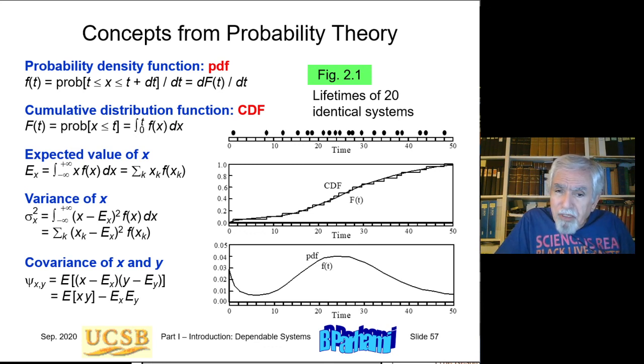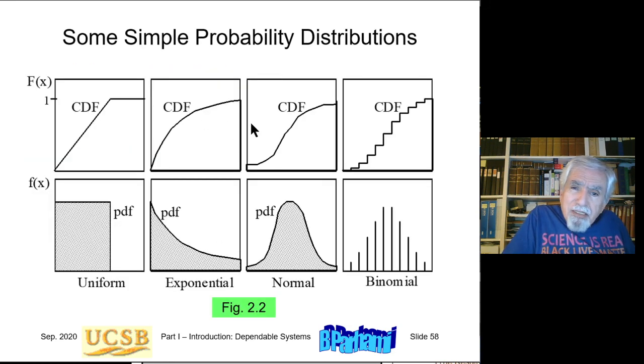The derivative of the cumulative distribution function is the probability density function shown in the second curve. Here you see that the density of failures or density of deaths is largest near the middle. Okay, the expected value of a random variable x is defined as the integral from minus infinity to plus infinity of x times f of x. Oops.